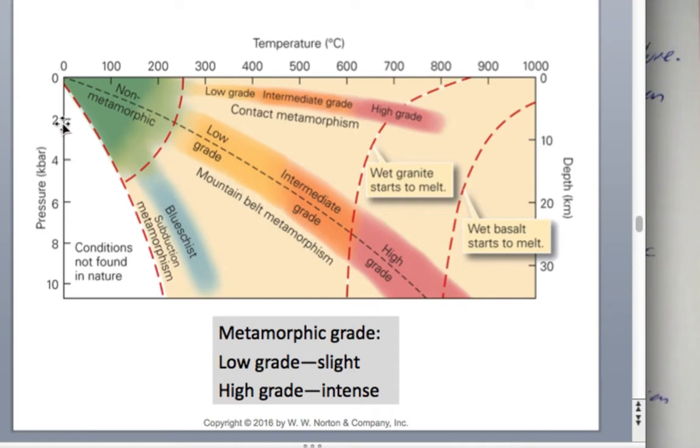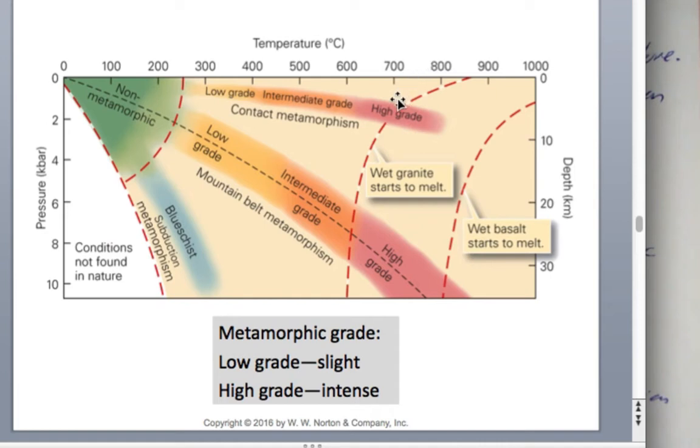So here we're looking at pressure. About 3 kilobars is about 10 kilometers down. And then here we're looking at temperatures. One thing we should point out is your book says that low-grade metamorphism occurs up to about 400 degrees centigrade. Medium-grade metamorphism is about 400 to 600, whereas high-grade metamorphism would be above 600.